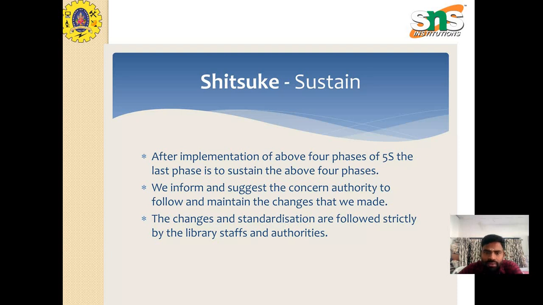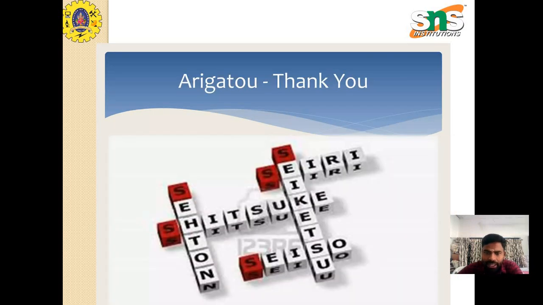And then the fifth one is sustain. Once we have implemented the above four principles of 5S, the fifth one is to sustain those four in order to have an effective and efficient workplace in the industry, right? So after implementation of the above four phases of 5S, the last phase is to sustain the above four phases. So we have to maintain them, right?